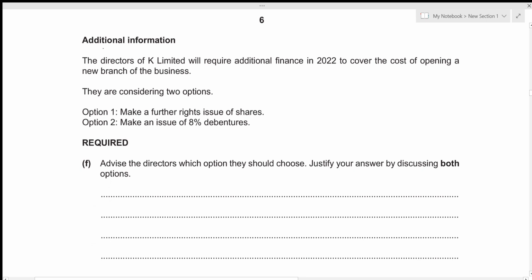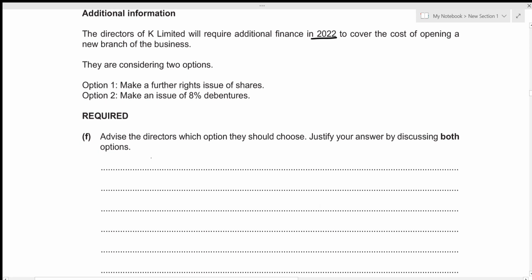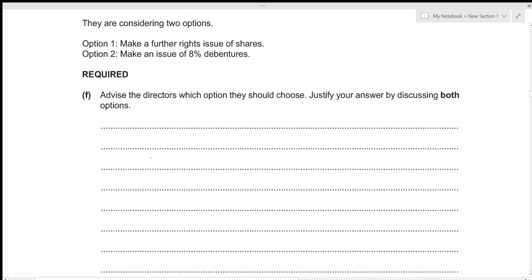We are given additional information. The new directors of K Limited will require additional finance in 2022 to cover the cost of opening a new branch of the business, and they are considering two options. Option 1 is to make a further rights issue of shares, whereas option 2 is to make an issue of 8% debenture. Now, we need to advise the directors which option they should choose. We need to justify our answer by discussing both the options. Alright, so the two options are the rights issue or the debenture. Let's list down the characteristics of both of these options.